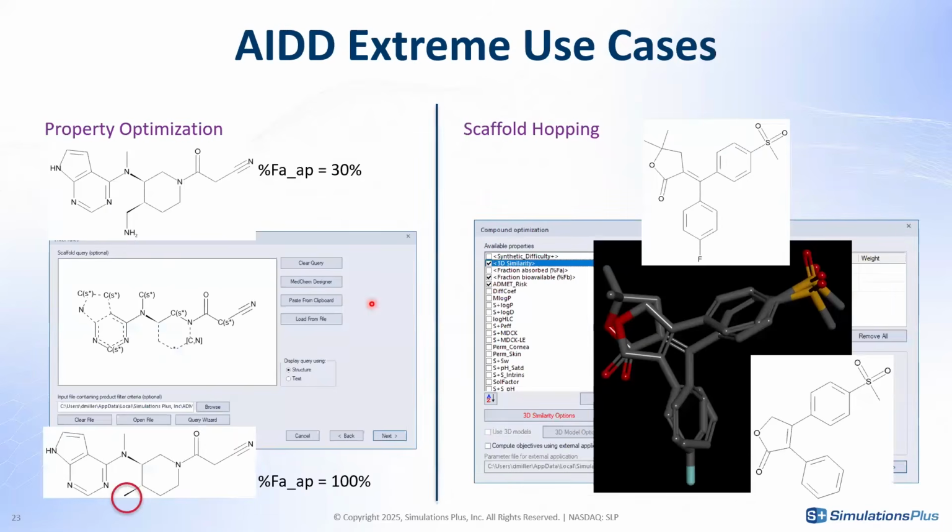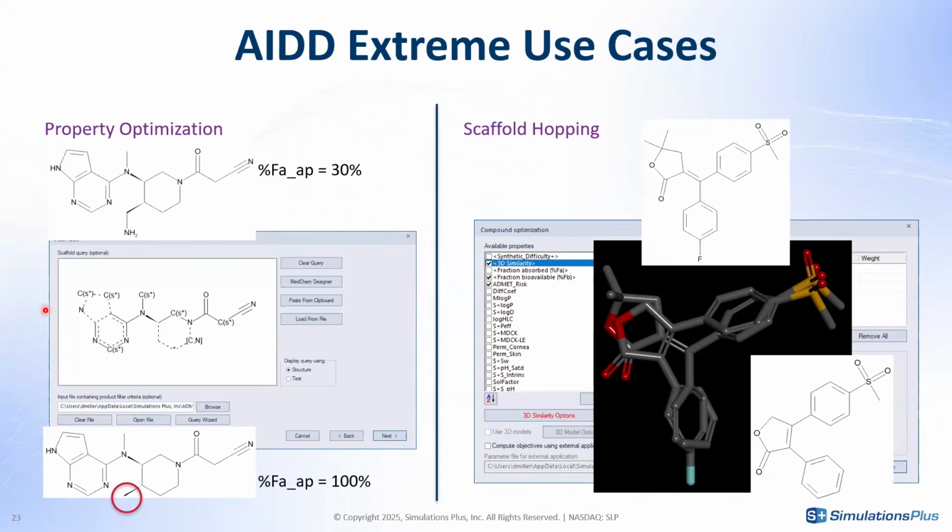It's quite a versatile tool, and this slide just illustrates a couple of extreme use cases. One is where you very highly constrain the chemistry that AIDD is able to explore. That's done via a very precise scaffold, a Markush scaffold in this case.